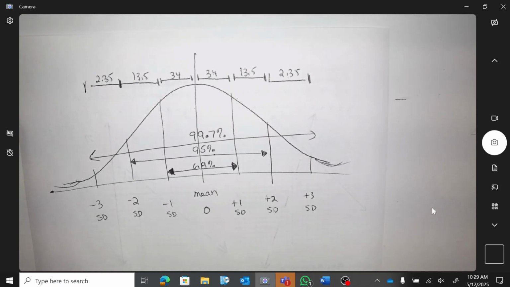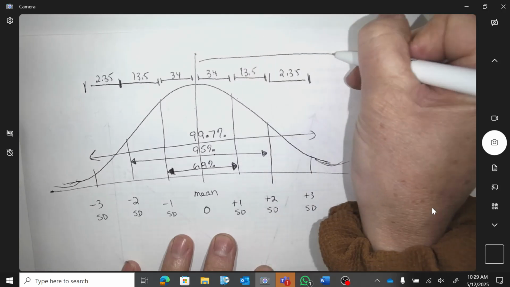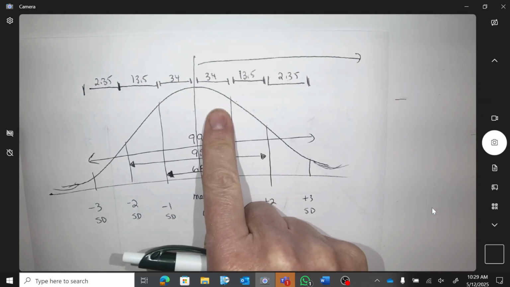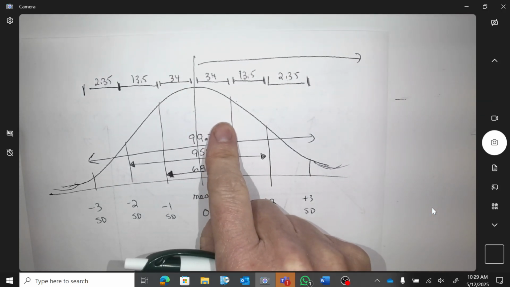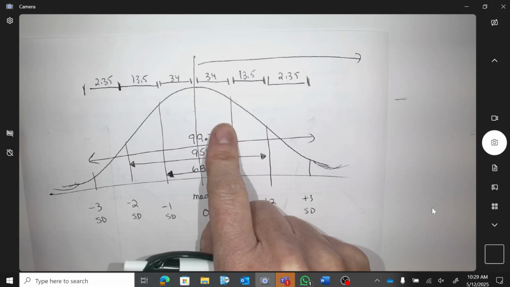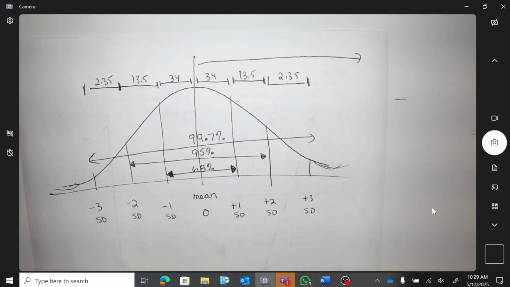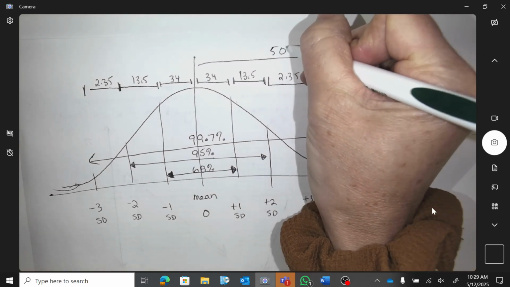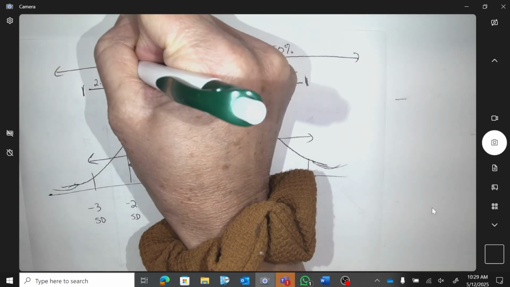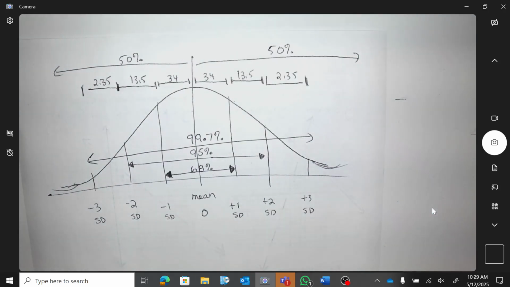Do you see it? Okay, now I have a very hopefully simple question. What percentage of your data should be above the mean? How much data is the whole thing? 100. So how much of it should be above the mean? 50%. How much is below the mean? Half the data is below you, half the data is above you, if you are smack dab on the average.